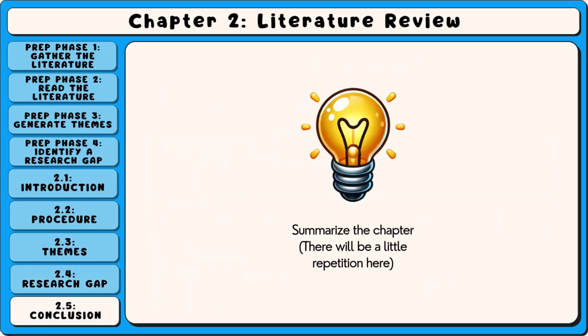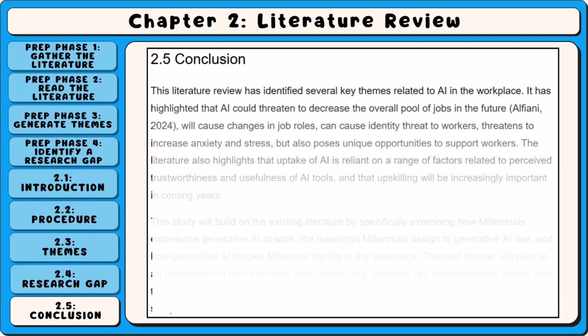Our final section of the literature review is the conclusion, which will summarize the chapter. Remember, there will be a little repetition here, especially because we just discussed our research gap. That's okay. The conclusion is its own standalone section that should summarize what's been covered throughout the chapter. Here's our completed conclusion sample. Yours should look something like this by the time we're done.